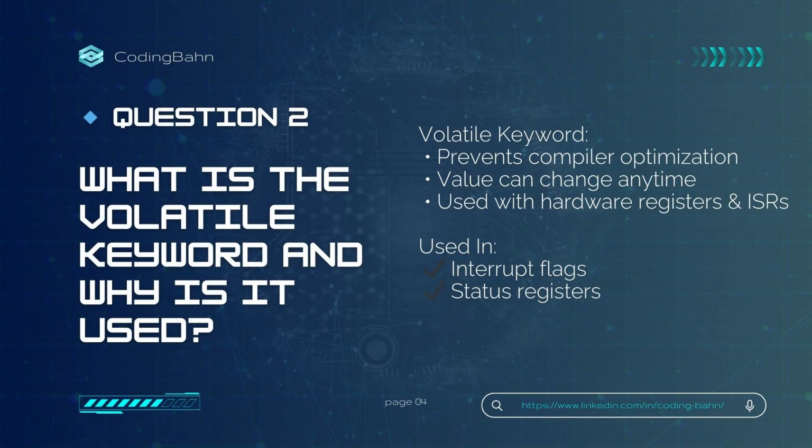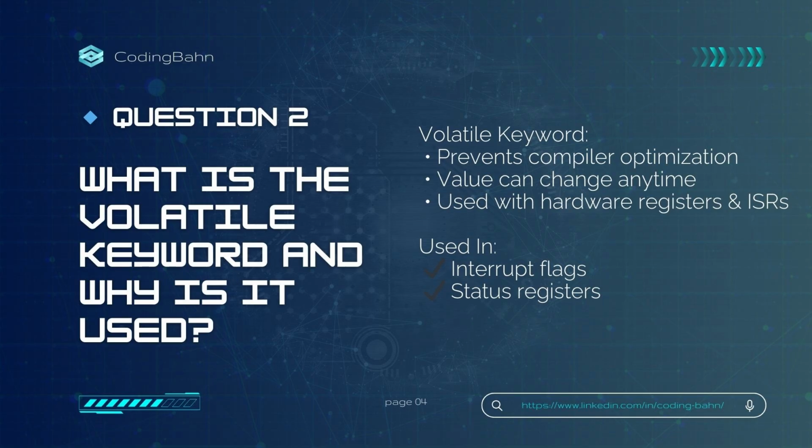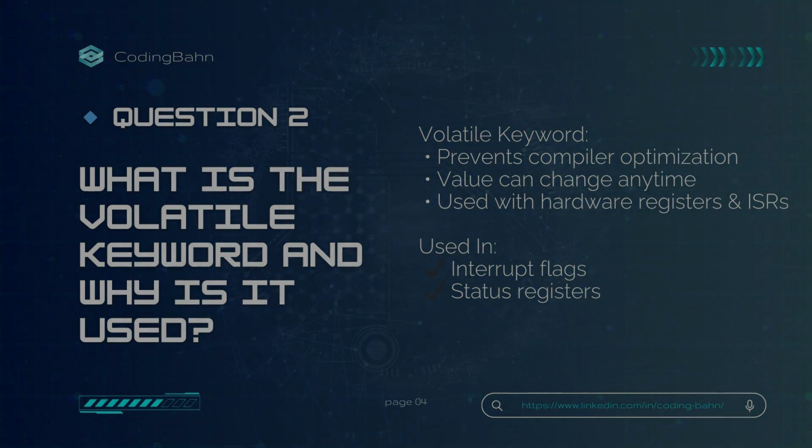Question 2. What is the volatile keyword and why is it used? The volatile keyword tells the compiler not to optimize a variable. It is mainly used when a variable value can change outside the normal program flow, such as in interrupts or hardware registers. Without volatile, the compiler may cache the variable and cause unexpected behavior. So volatile is very important in embedded systems. Example: status registers, ISR flags.